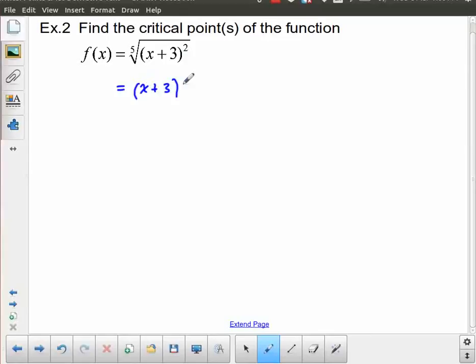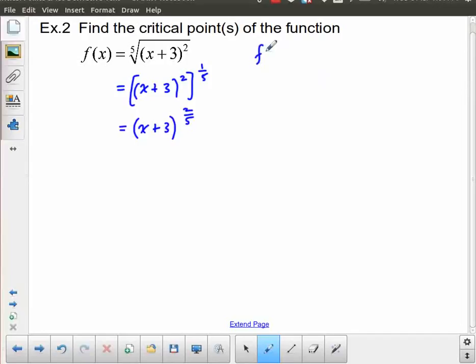So I've got x plus 3 all squared, and I've got the fifth root of that, which is the same thing as saying it's to the power 1/5. And then I'm going to combine those exponents, and so that's x plus 3, and then I just multiply these together, and so that overall is x plus 3 to the 2/5. And now that I've done that, I can go ahead and start with my first derivative test.